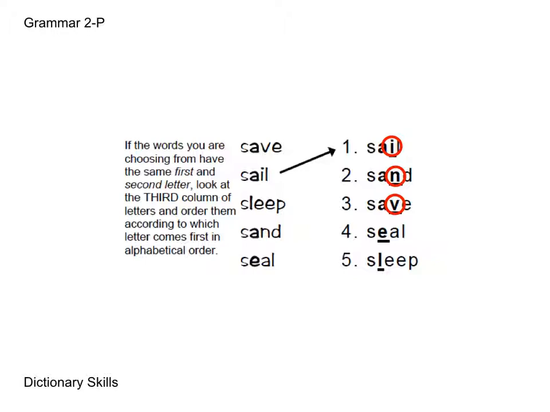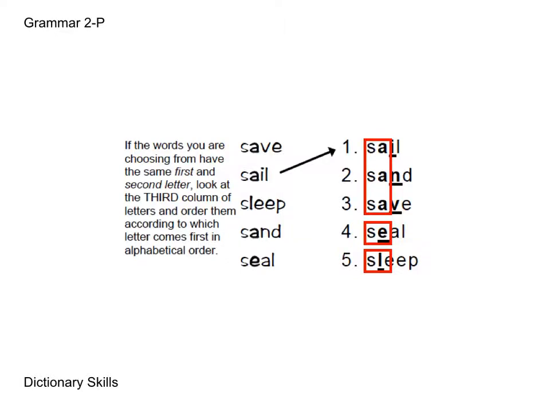And so what we're going to do is look at the second letter of the words now, because we have the S-A words all in place. And so we have seal, which is next because E comes after A in the alphabet, and then sleep is going to be the last word in this order because L comes after A and E in the alphabet.